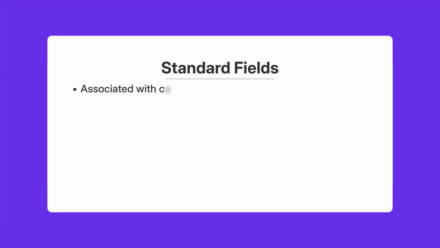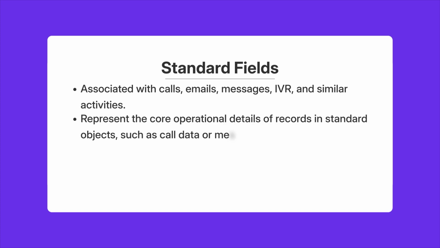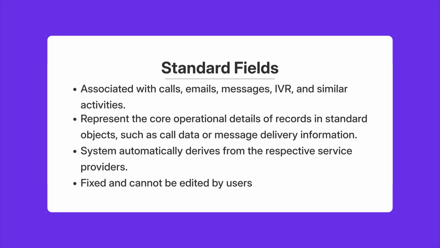Standard objects in Office 24 by 7 are associated with core communication and operational functions, such as calls, emails, messages, IVR, and similar activities. Standard fields represent the core operational details of these records, such as call data or message delivery information, which the system automatically derives from the respective service providers. Because this data is sourced directly from the provider, standard fields are fixed and cannot be edited by users.